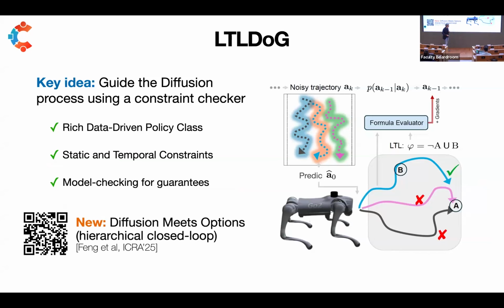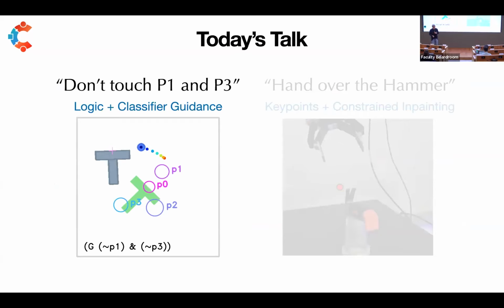There's some additional new work that just came out where we've tried to close the loop. 5 minutes left, okay. Here we try to make it hierarchical and also close the loop, and you can check that out by following the QR code there.